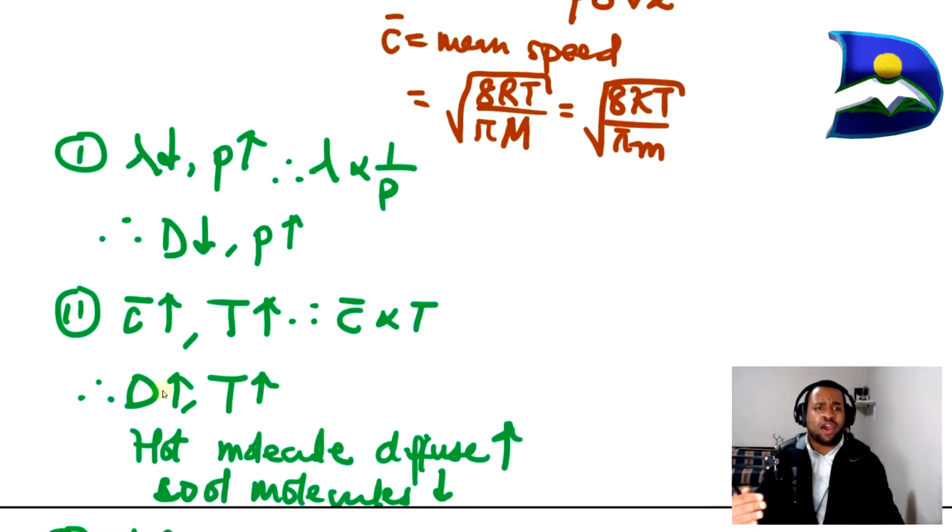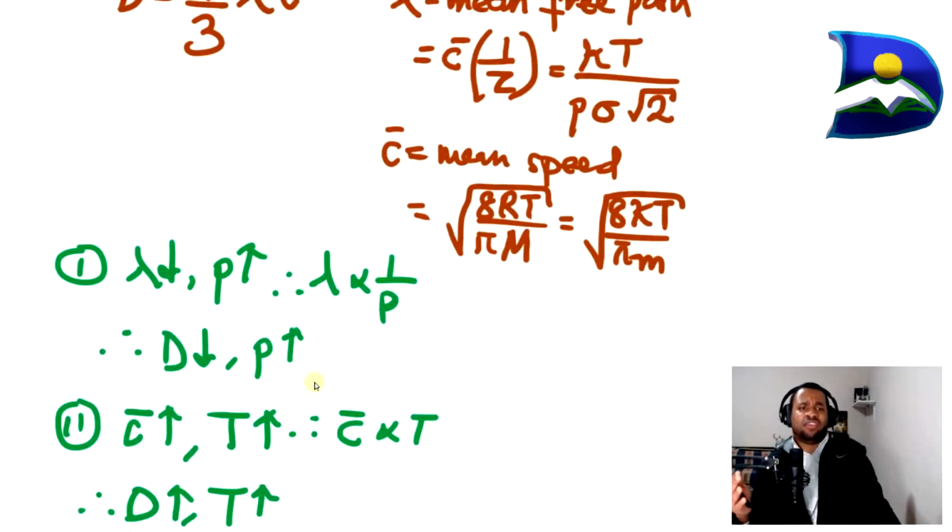On the other side, we looked at the diffusion coefficient increasing with increasing temperature, therefore hotter molecules will diffuse faster than cooler molecules. And the final one here is the relationship between the pressure and the diffusion coefficient.